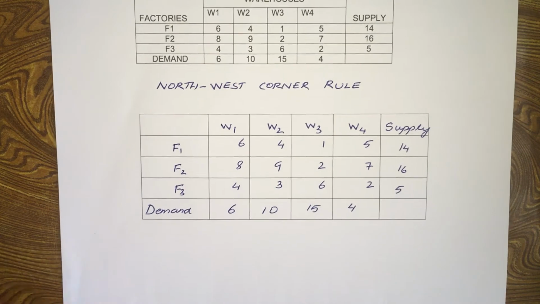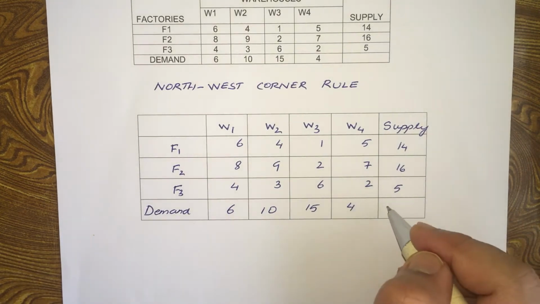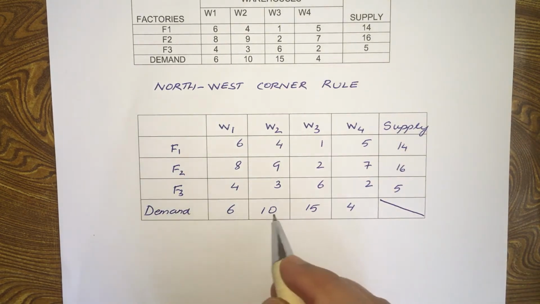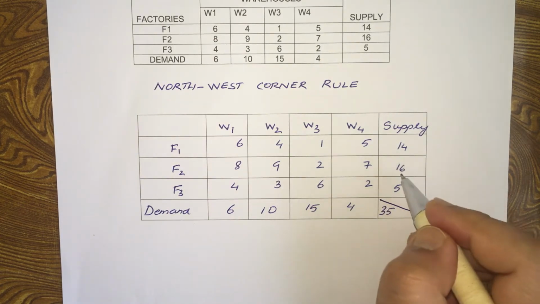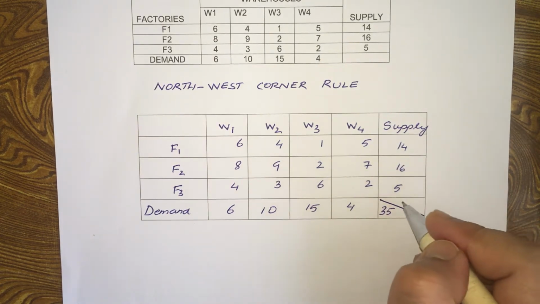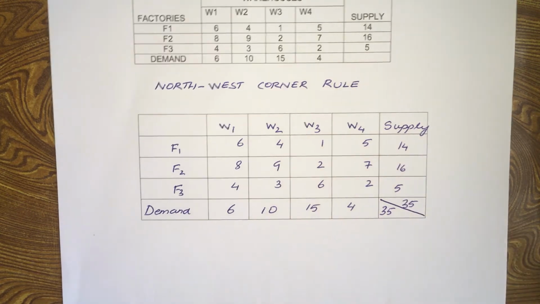Okay, now first test whether this problem is balanced or not. So 6 plus 10 plus 15 plus 4, 35. 14 plus 16, 30, 30, so this is 35. So this problem is balanced.